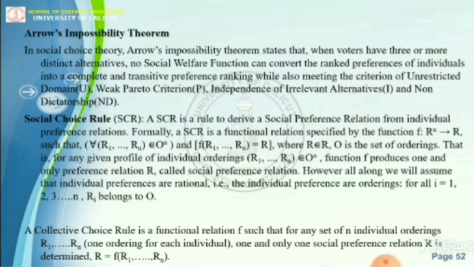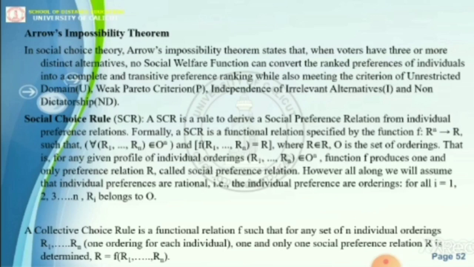That total R is the rule. Okay, then where R extends to R0 is the test set of orderings, that is for any given profile of individual orderings R1 to Rn, the function produces one and only one preference relation R, called the social preference relation. However, all along we will assume that individual preferences are rational. The individual preferences are orderings for all i from 1 to n, Ri belongs to O. That means O. Okay, O is enough.